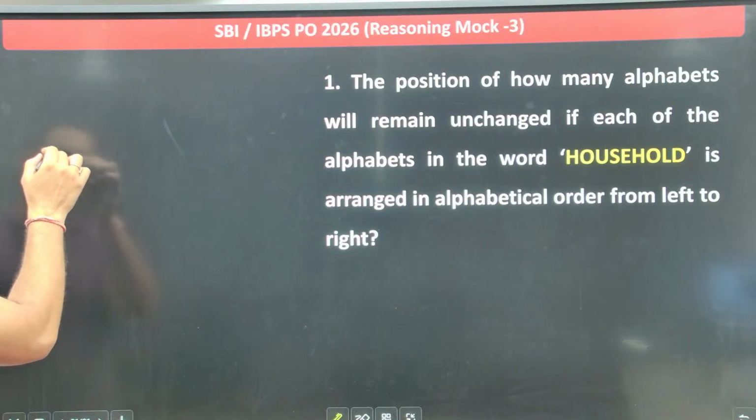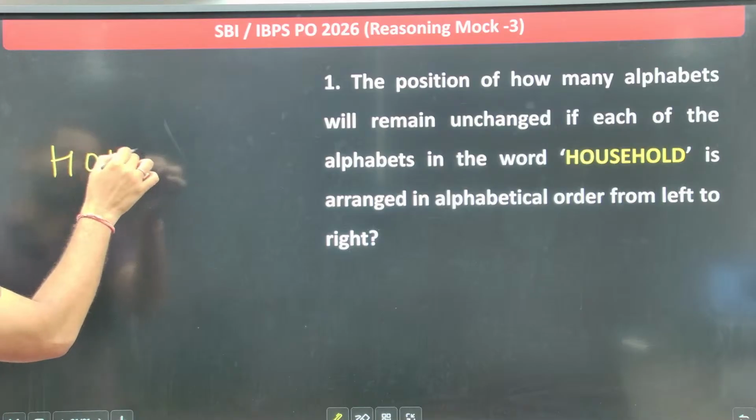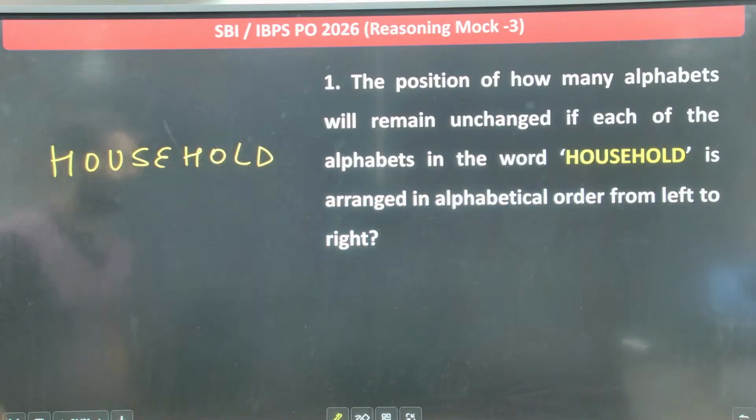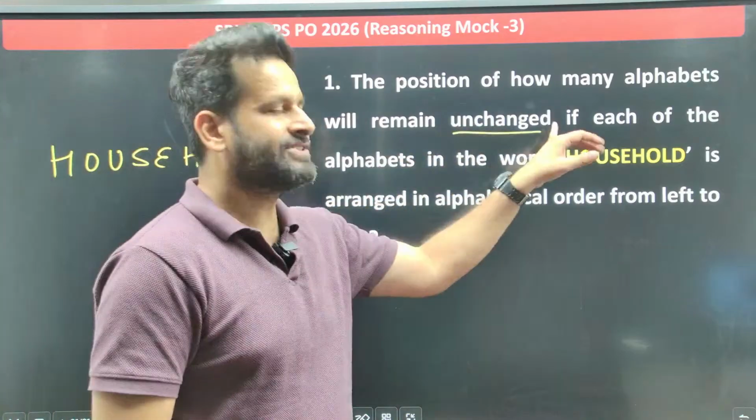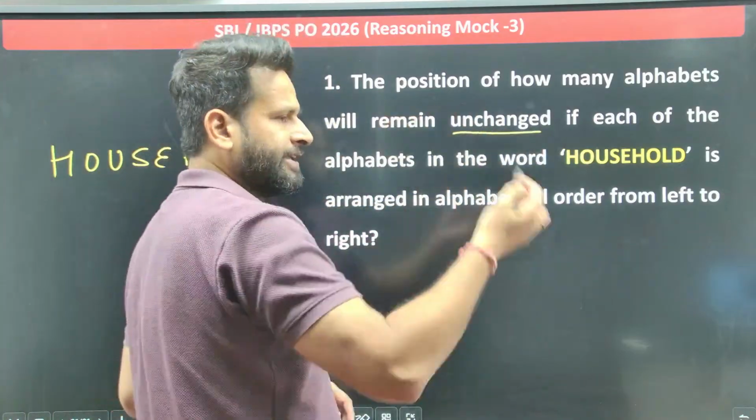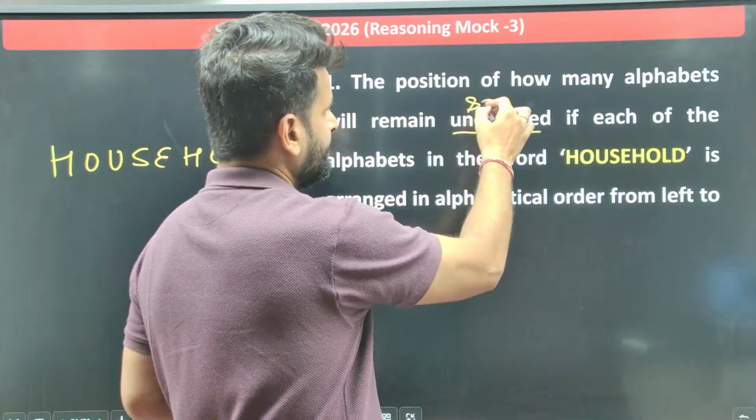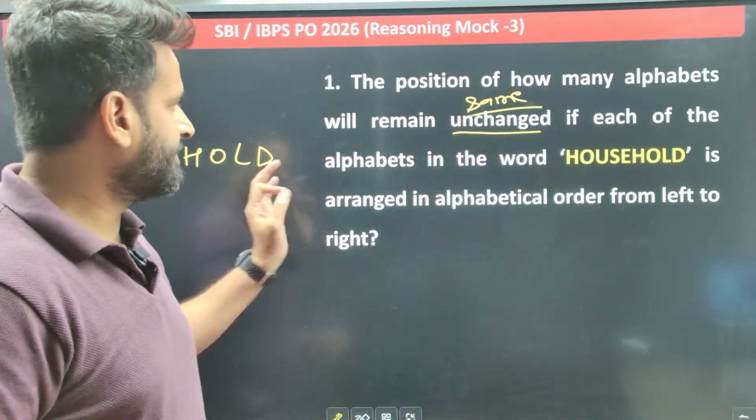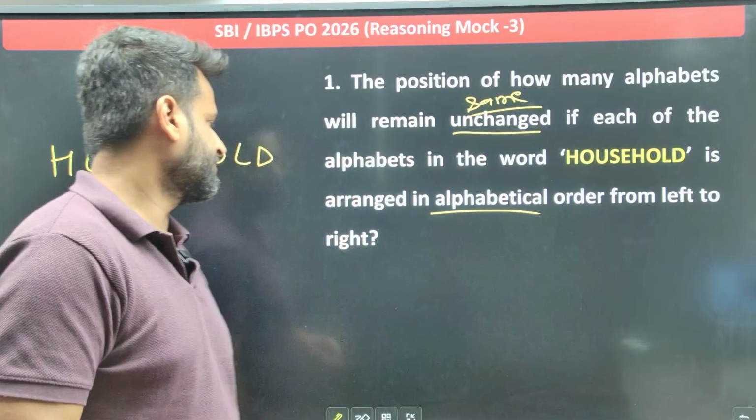The word given to you is household. What you are required to do? Position of how many alphabets will remain unchanged? Unchanged means the same, as in the previous class also we have seen. That is, not changing. If each alphabet of the word is arranged in alphabetical order from left to right.